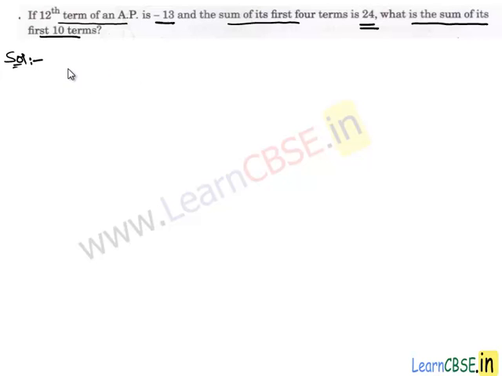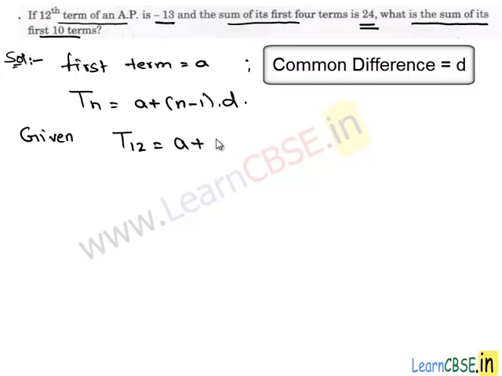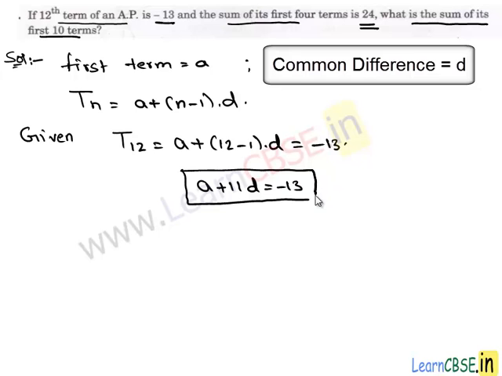In this problem, since we don't know the first term and common difference, we take the first term as a and the common difference as d. If a is the first term and d is the common difference, then the nth term of an AP is a + (n - 1)d. Here we are given the 12th term of an AP, so the 12th term is a + (12 - 1)d, and it is equal to negative 13. Let's simplify this. a + 11d = -13. Here we have one equation. Let it be equation 1.